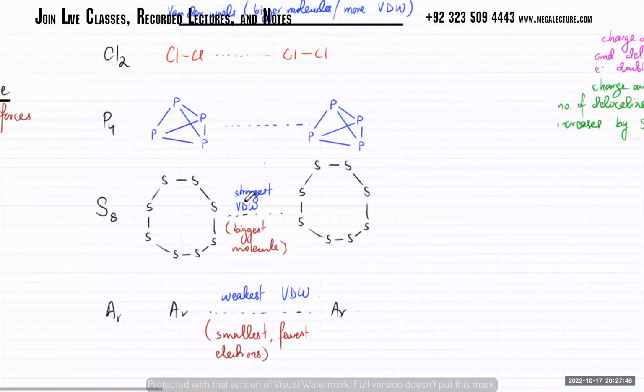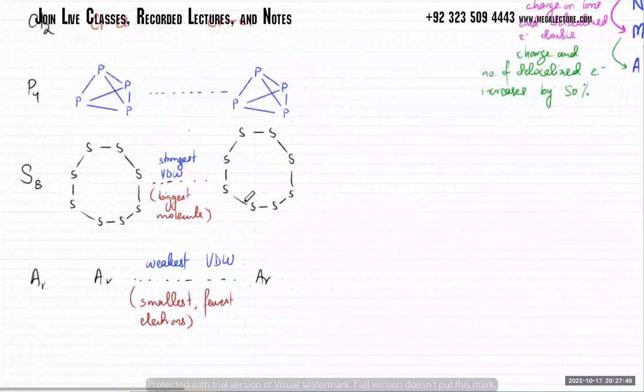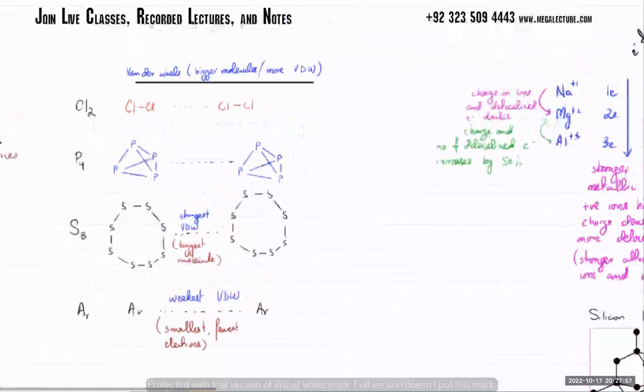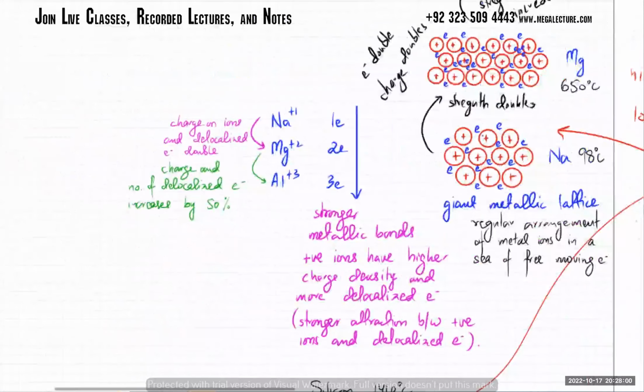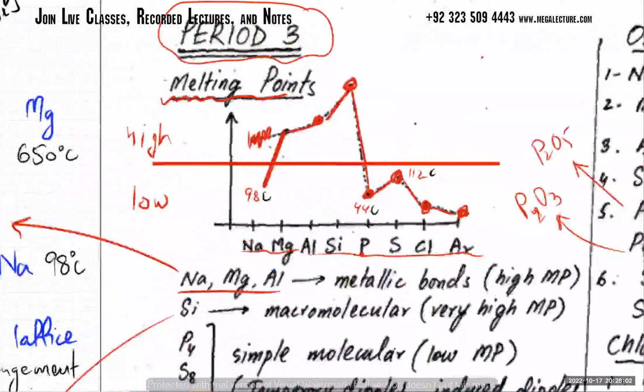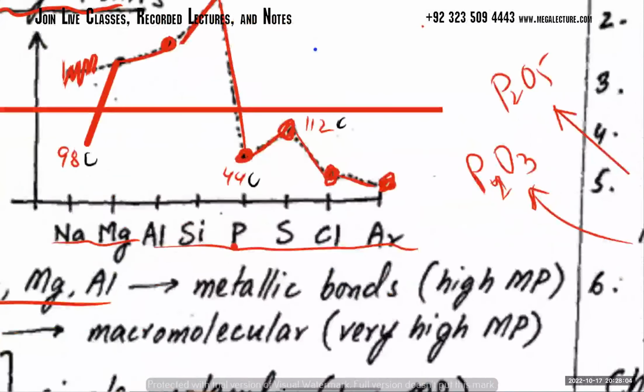So the order of the melting points for chlorine, P4, S8, and argon depends on the size of the molecule. So if you look over here, the graph exactly matches that. The order is sulfur having the biggest molecule, S8, so it's going to have the most van der Waals forces. Argon being the smallest, it's going to have the lowest melting point. Chlorine being the second smallest. Phosphorus being the third smallest.